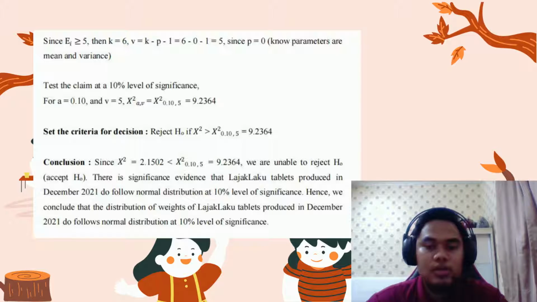Since chi-square test with value of 2.1502 is lower than chi-square of 9.2364 at 10% level of significance, we are unable to reject H0. In other words, we accept H0. Hence, there is significant evidence that Lajak Laku tablet produced in December 2021 follows normal distribution at 10% level of significance. Hence, we conclude that the distribution of weight of Lajak Laku tablet produced in December 2021 follows normal distribution at 10% level of significance.